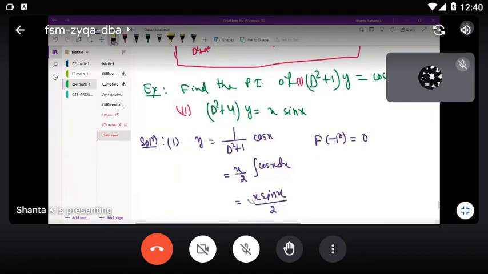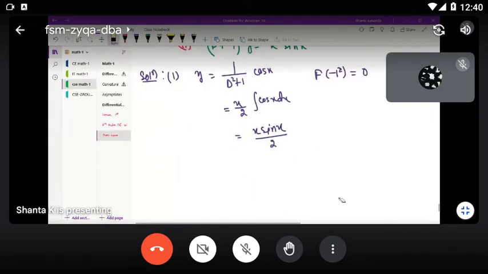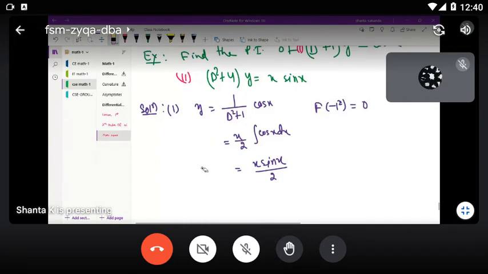Just a plus sin x integration. Okay, so directly I have done. You can also proceed by considering e power ix. Now the second one.